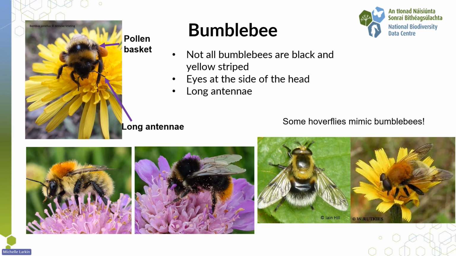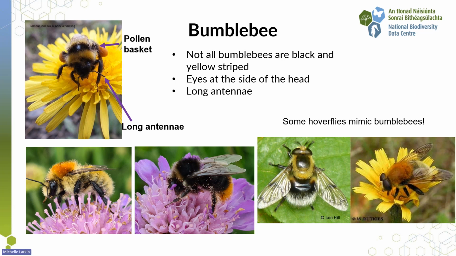We have ones that are nearly completely blonde with a red back. We have pure black bees with a lovely red tail. And of course, we have our yellow and black bees as well. You don't need to identify them to species level, you can just put them all down as a bumblebee. To recognize a bumblebee, like all bees, they'll have very long antennae and eyes on the side of their head.